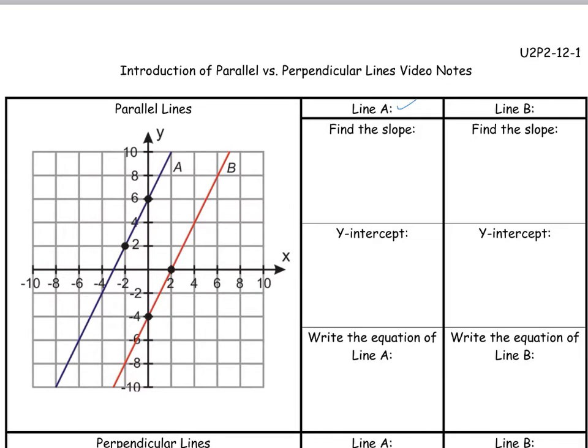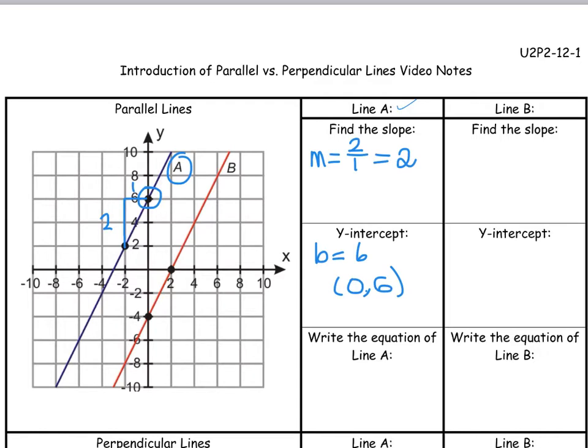So first we're going to look at line A, which is right here. We need to find the slope, so we know it's positive because it's going uphill, and we're looking at the rise over run. The slope is 2 and 1. So the slope of this line is 2 over 1, and we can write the slope as 2. Next we want to find the y-intercept. The y-intercept is right here, and the y-intercept is 6, and we can also write that as (0, 6).